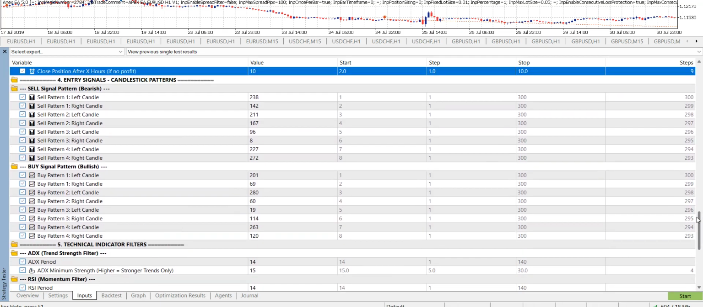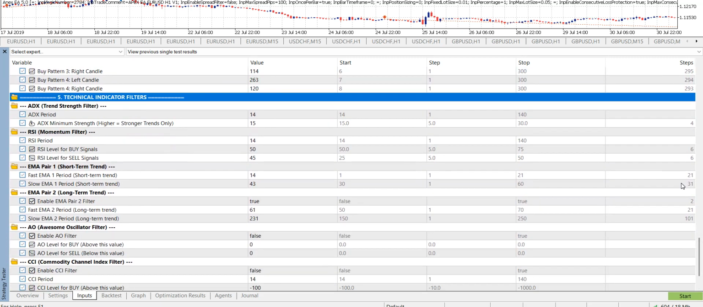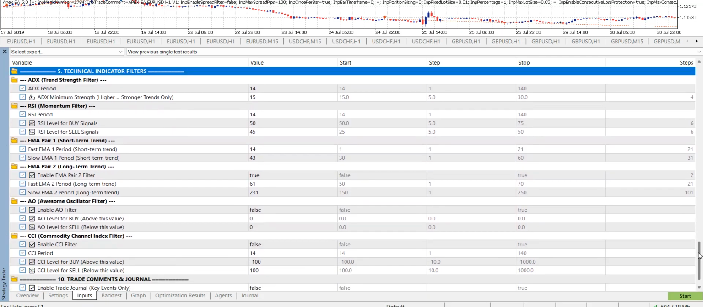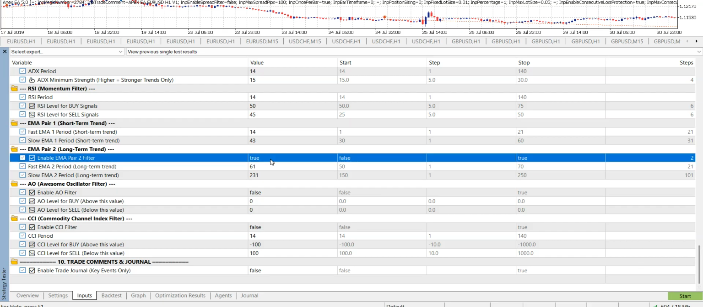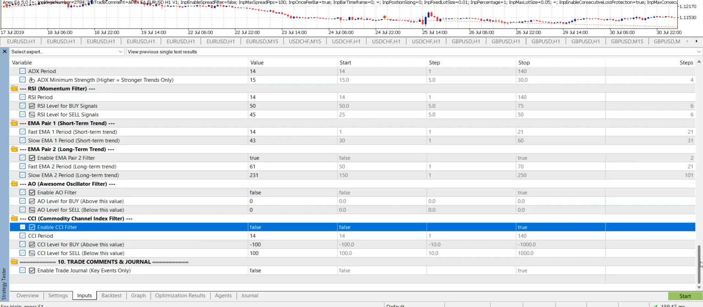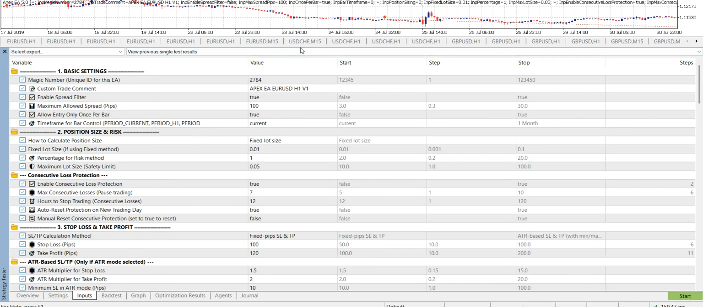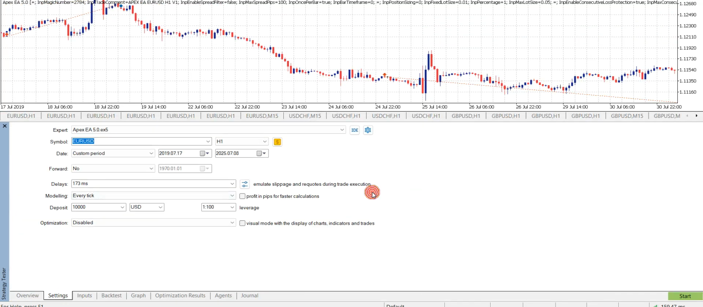Here is the insanely complex price action pattern. Here are our additional confirmation indicators like ADX, RSI, and two pairs of EMAs. I am using one for short-term and one for long-term confirmation. You can use the awesome oscillator, you can use the CCI, and some journaling. So this is basically the EA. I hope you see how much work I put into it. It's literally crazy. Now let's do some testing finally.